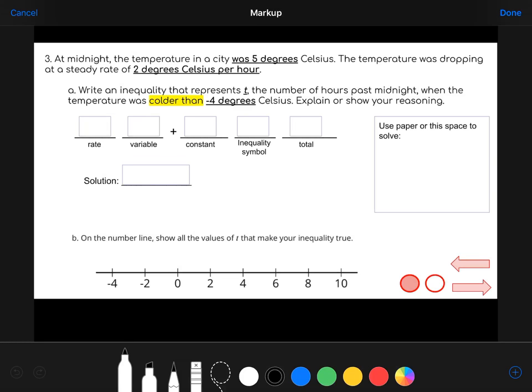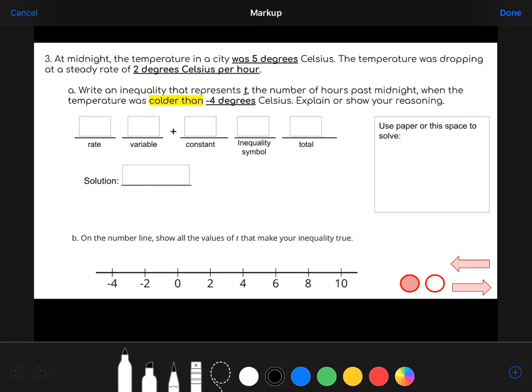At midnight, the temperature in a city was 5 degrees. The temperature was dropping at a steady rate of 2 degrees Celsius per hour. Write an inequality that represents T, the number of hours past midnight, when the temperature was colder than negative 4 degrees Celsius. Explain or show your reasoning.